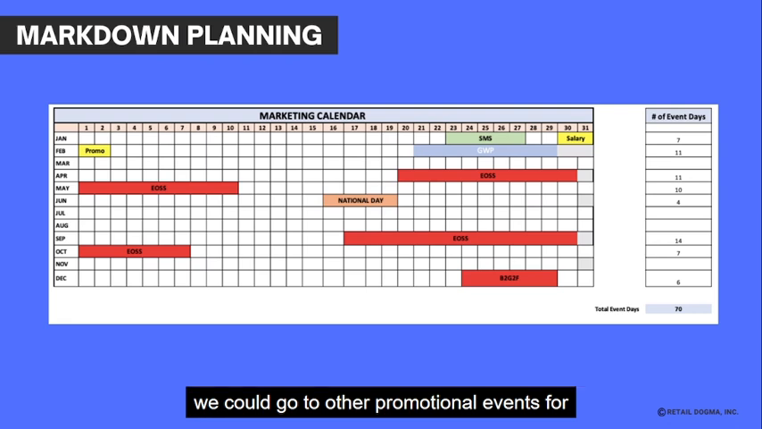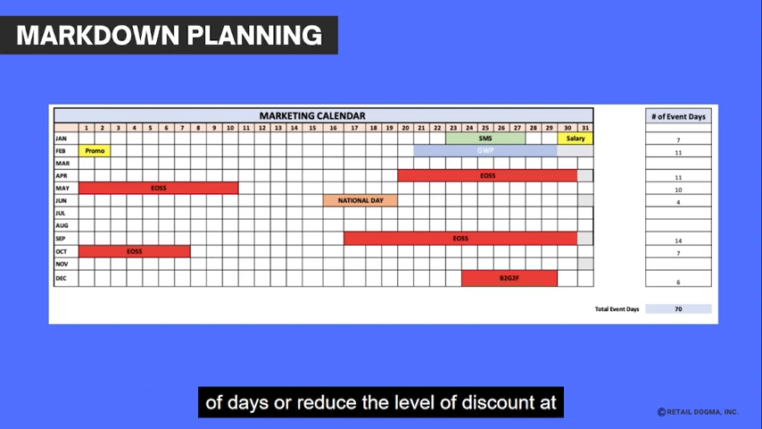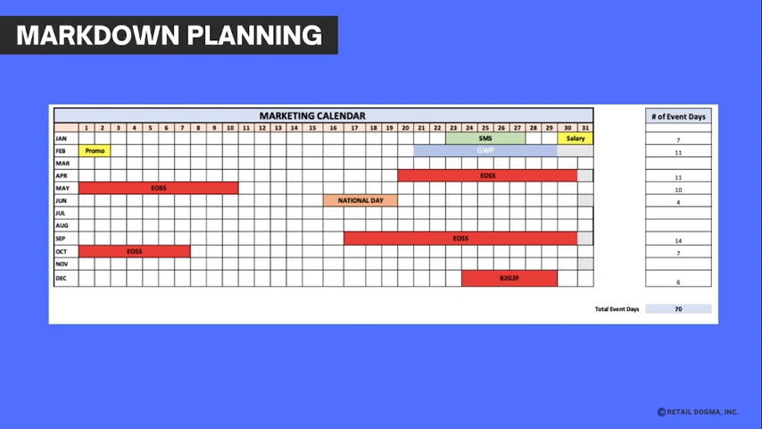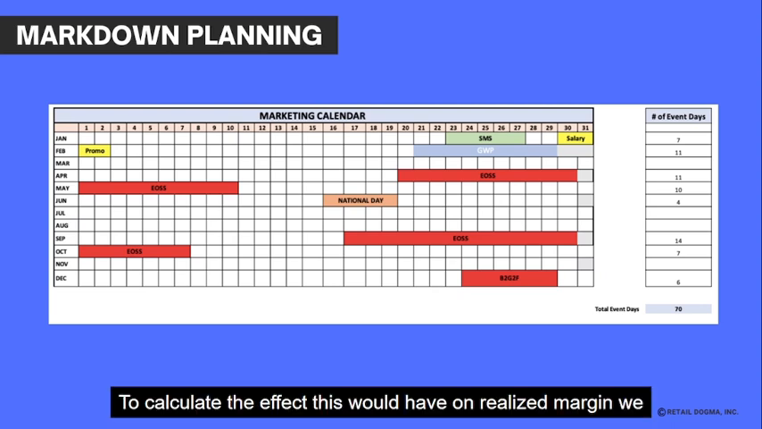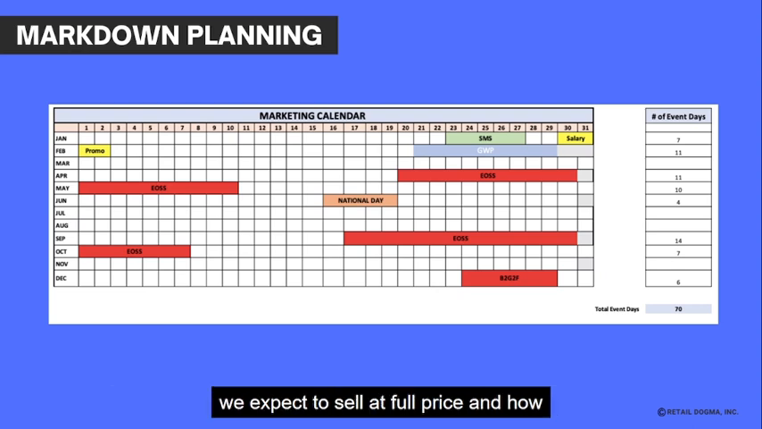So we could go to other promotional events, for example, sales promotions at 40% off or a buy one get one free promo, and reduce their number of days or reduce the level of discount at those promos. For example, instead of 40%, we can reduce it to 30% off, and so on. To calculate the effect this would have on realized margin, we can run a simulation by seeing how much inventory we expect to sell at full price and how much we expect to sell at 25% off and how much we expect to sell at 50% off, and so on.